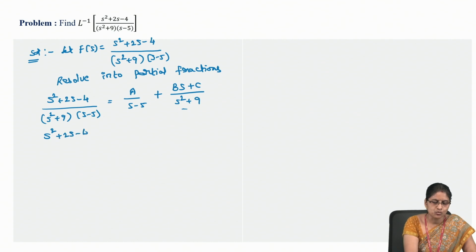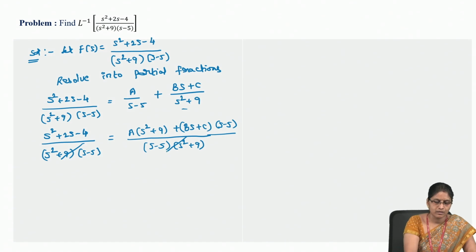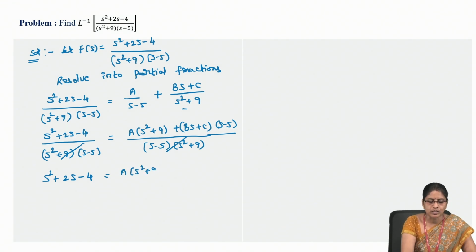Now (s square plus 2s minus 4) by (s square plus 9) into (s minus 5) is equal to, take LCM, (s minus 5)(s square plus 9): a into (s square plus 9) plus (bs plus c) into (s minus 5). Cancel the denominator. S square plus 2s minus 4 is equal to a into (s square plus 9) plus (bs plus c) into (s minus 5). We call this equation 2, and the earlier one equation 1.